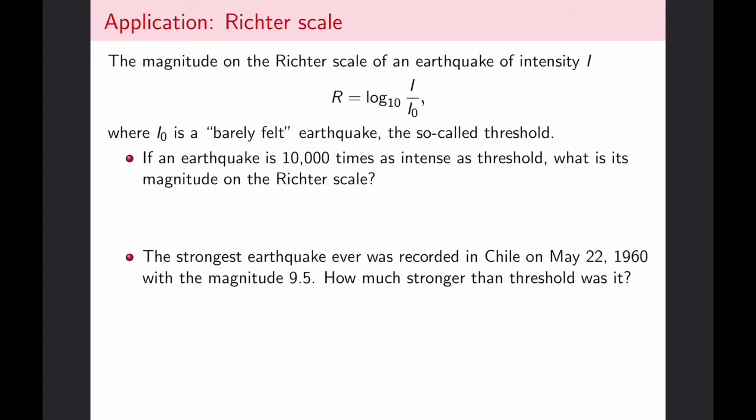Richter scale is calculated as logarithm base 10 of the following ratio. I is the intensity of the earthquake you're trying to measure, and I naught is the intensity of a barely felt earthquake, the so-called threshold. So let's go through a couple of questions just to see how the logarithmic scale works. If an earthquake is 10,000 times as intense as the threshold, what is its magnitude on the Richter scale?